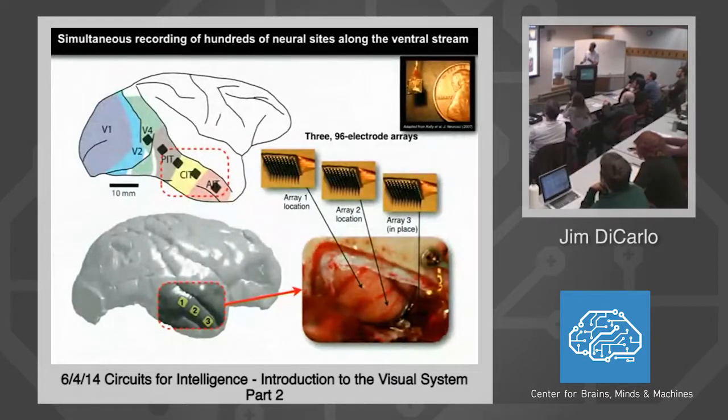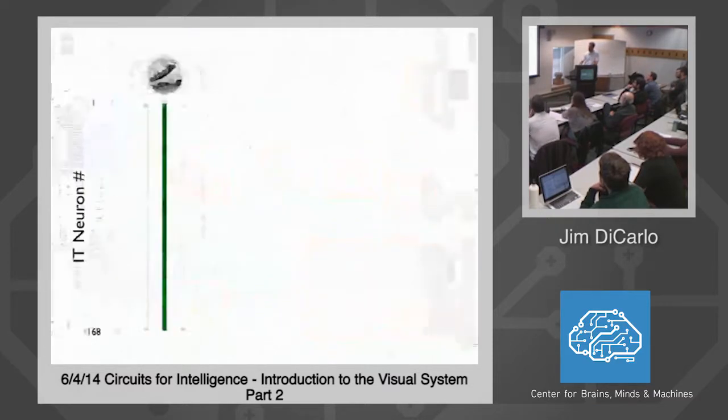We're planning recording arrays along the ventral stream. Each can record from 100 sites in parallel. So we ended with samples of a few hundred neurons again along the ventral stream, IT, various parts of IT, and also V4, the dominant input to IT. So we can sample among several monkeys. We pool the data together to show you what I'm going to show you next.